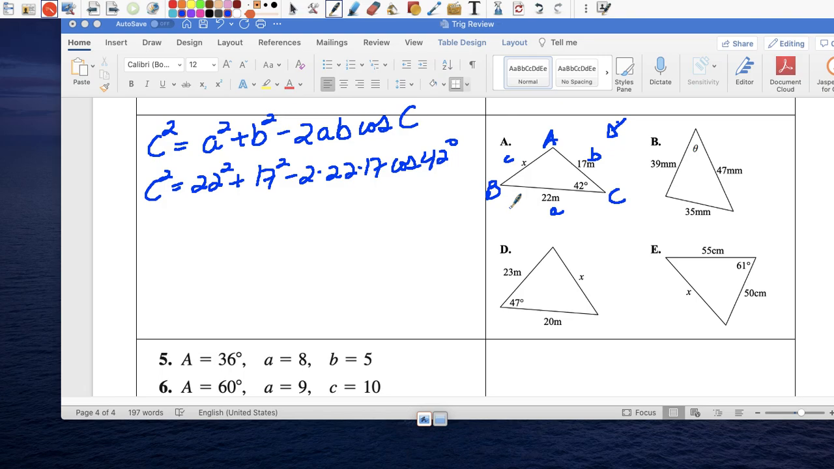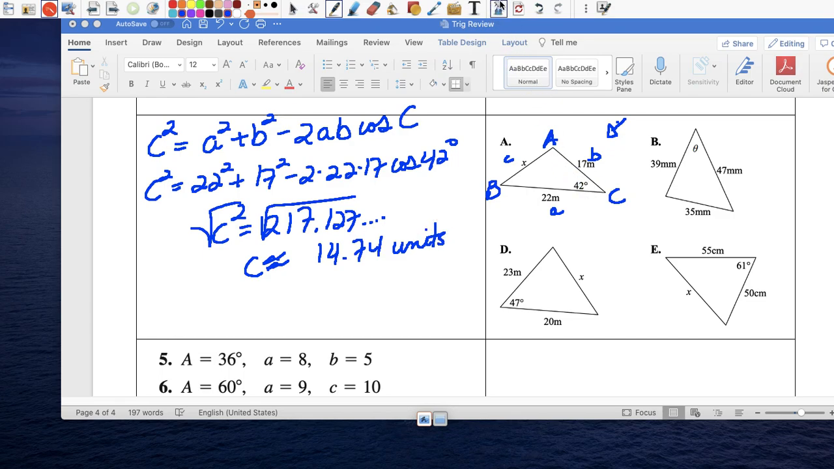I did something wrong. Oh, sorry. 22 squared plus 17 squared, that makes no sense, minus 2 times 22 times 17 times cosine of angle 42, enter. So that's c squared, and in my calculator it's 217.127 and so on. We're going to take the square root of that. And our final answer is that c is approximately 14.74 units.